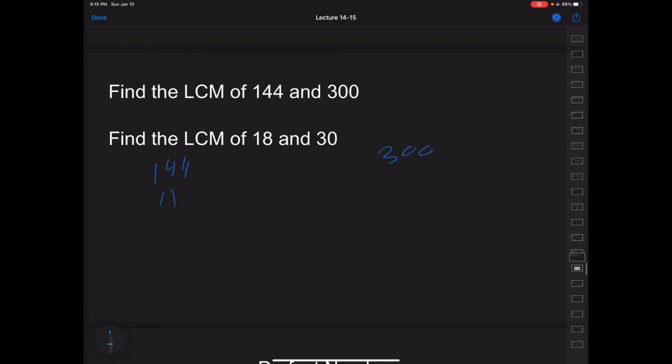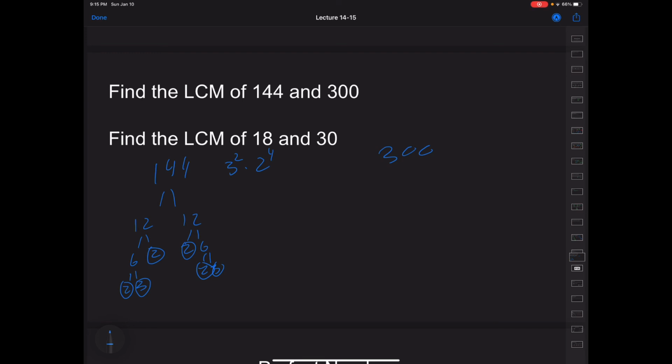Well, 144 I know is 12 times 12. 12 is 6 times 2. 6 is 2 times 3. 12 is 2 times 6. 6 is 2 times 3. So with 144, I am left with 2 3s. And 1, 2, 3, 4 2s.